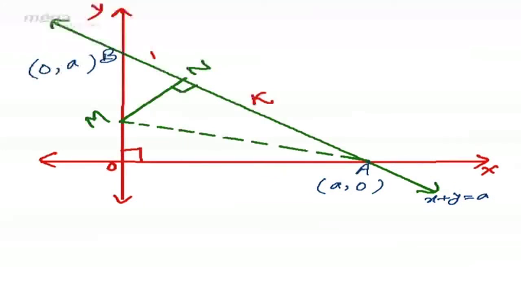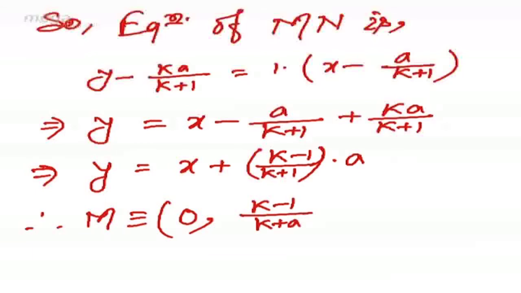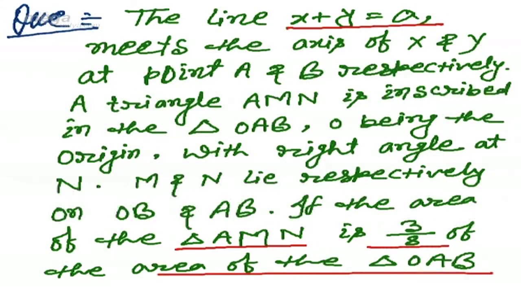Coordinate of M is, we'll put x equal to 0 and we will get the coordinate of M as (0, (k minus 1)/(k plus 1) times a). Now we will use the next condition, that the area of the triangle is given. The area of triangle AMN is 3/8 of the area of triangle OAB.